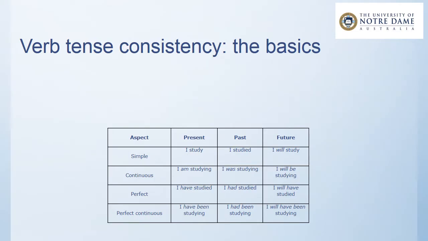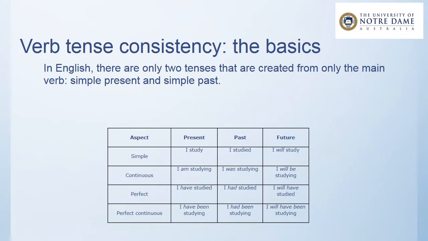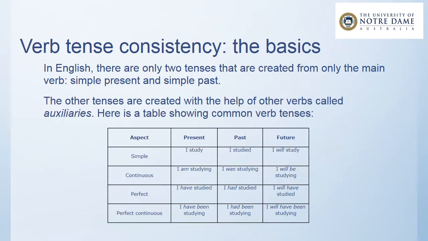Here are some basic rules of verb tense consistency. In English, there are only two tenses that are created from only the main verb, the simple present tense and the simple past tense. The other tenses are all created with the help of other verbs called auxiliaries.